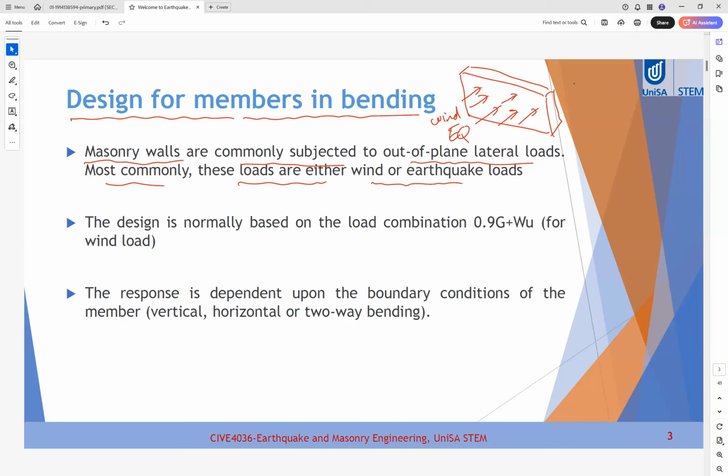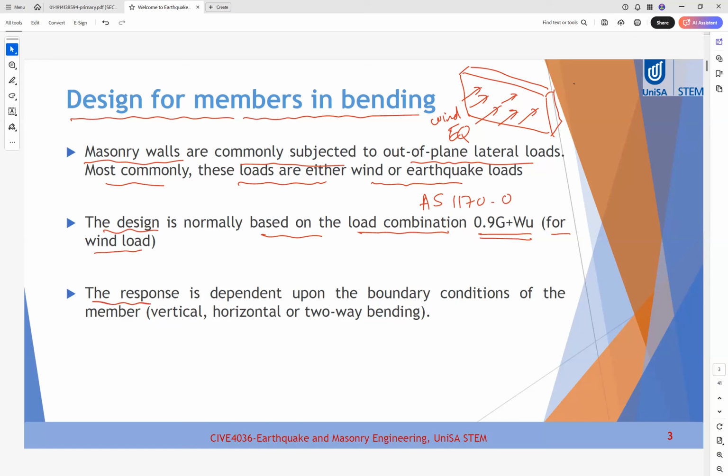The design is normally based on the load combination from the standard, 0.9 G plus W_u for wind. So from AS 1170.0, the main load combination for lateral wind loads will be 0.9 G plus W_u, or plus W ultimate, which is the wind load.